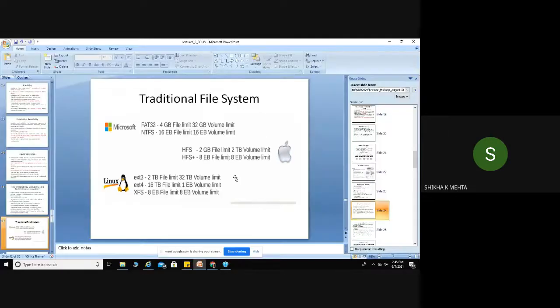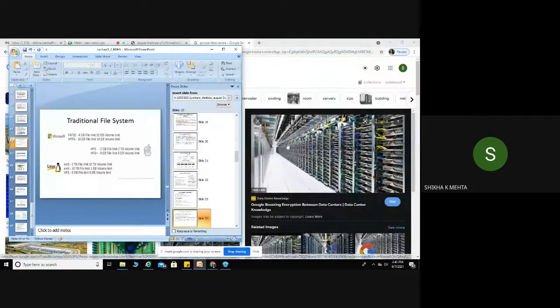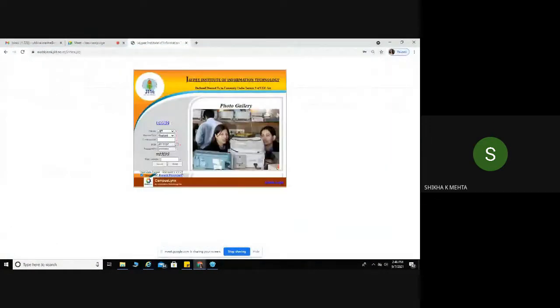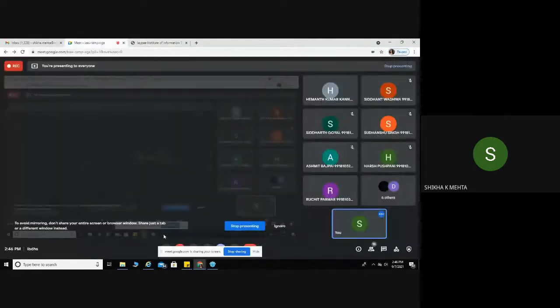So I'll say just give a reading to the various file systems of the popular operating systems that we have, that is Microsoft, then Apple, then Linux. Go through it and we will have a brief discussion regarding this in the next class. If you have any queries, you can ask. Any queries you have?